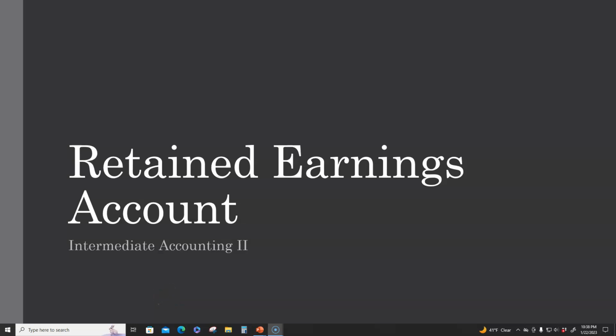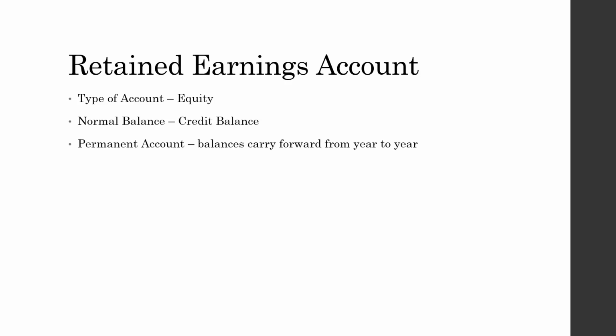In this video, we're going to take a look at our retained earnings account. The retained earnings account, as you know, is an equity account, or what we call a stockholders' equity account. It has a normal credit balance, which means if you see a retained earnings account that has a $10,000 positive balance, it would be on the credit side. It is a permanent account, which means the balances of this account carry forward from year to year.